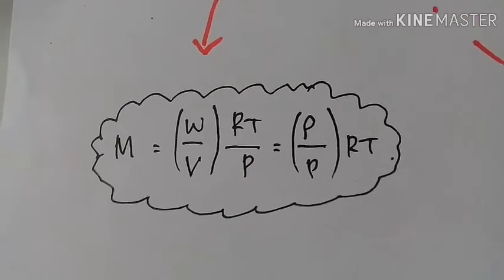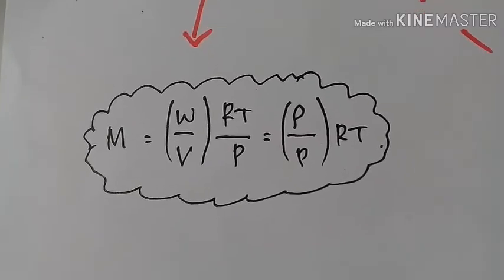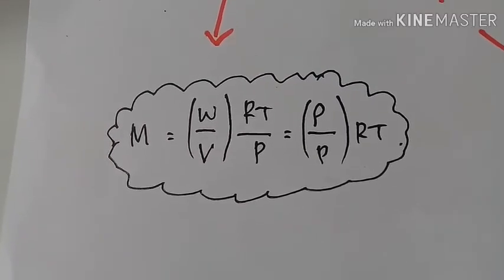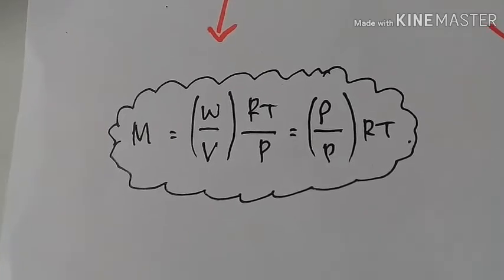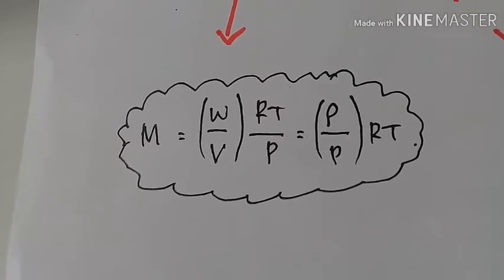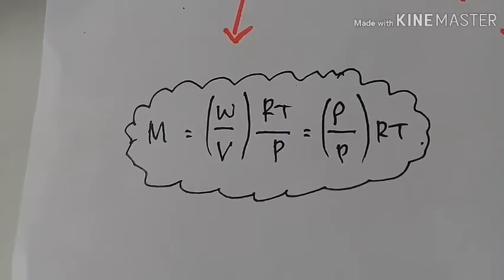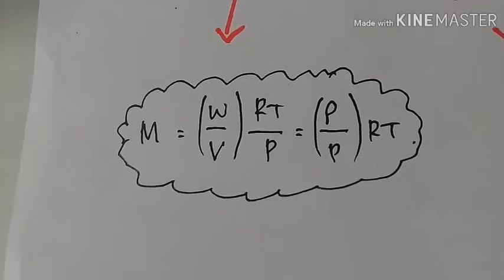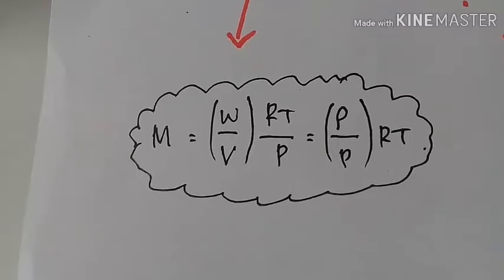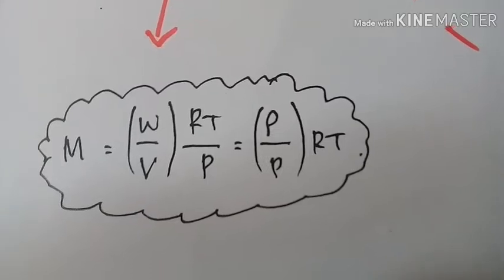For example, if chemical analysis of a gas yields an empirical formula CH2, then the molar mass must be some multiple of 14 grams per mole. The possibilities are 28, 42, 56, 70, and so on.